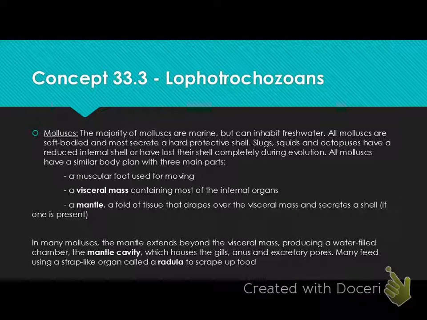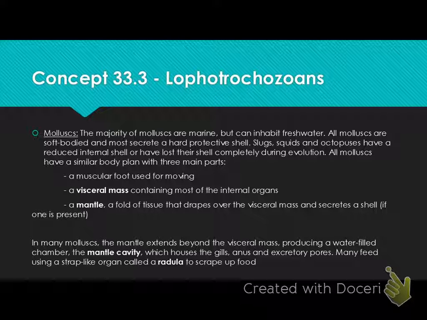And mollusks. The majority are marine but can inhabit fresh water. All mollusks are soft-bodied and most secrete a hard protective shell. Slugs, squids, and octopuses have reduced internal shells or have lost their shell completely during evolution. All mollusks have a similar body plan with 3 main parts: a muscular foot used for moving, a visceral mass containing most of the internal organs, and a mantle, which is a fold of tissue that drapes over the visceral mass and secretes a shell if there's one present.